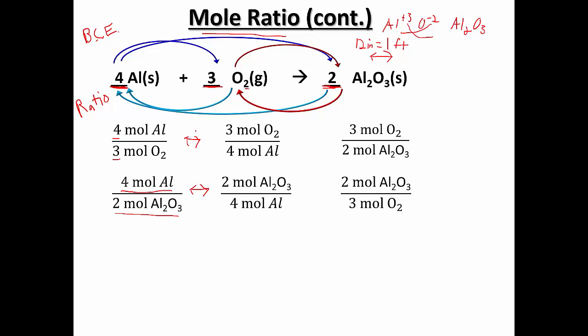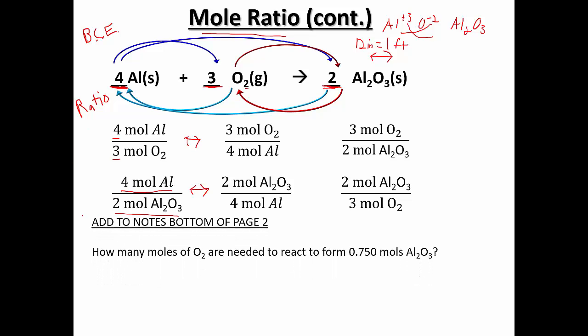So using this information, let's add this to the bottom of page 2 in your notes. Let's write this one down. How many moles of O2 are needed to react to form 0.075 moles of Al2O3? So we're looking to find how many moles of O2 are needed to react to form 0.075 moles of Al2O3 from our balanced chemical equation above.